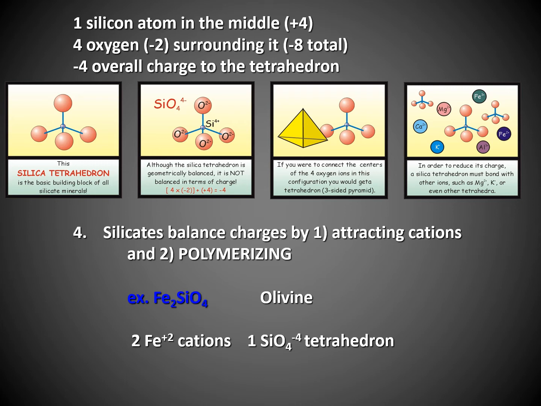What goes in the middle? Silicon. What's the charge? +4. Now it's got 4. This is kind of going off into the background. What's surrounding it? Oxygens that have a -2 charge. There's 4 of them. Now what's the overall charge? -4. And we talked about you could stick in a couple of, let's see, irons.